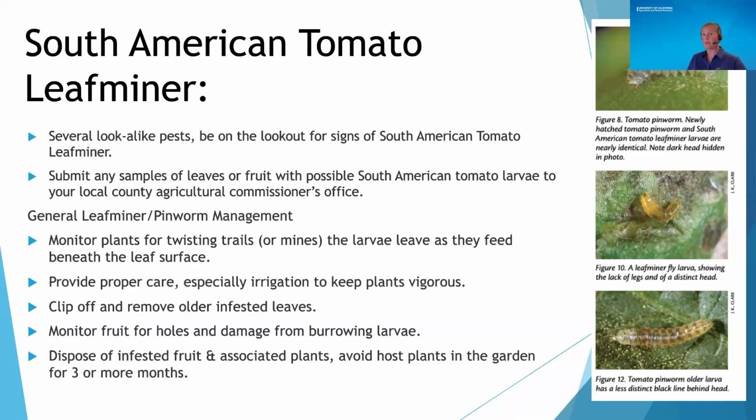One of the biggest ways that you could prevent these pests, leaf miners or pinworms, from spreading further is to avoid planting the host plants, like tomatoes, in the same area for at least 3 months to break the pest life cycle. Again, if you notice these signs, leaf mines, larvae, or fruit damage, please don't ignore it. Consult with your UC cooperative extension advisor, your ag commissioner, or a local master gardener group to help you identify what the issue might be.